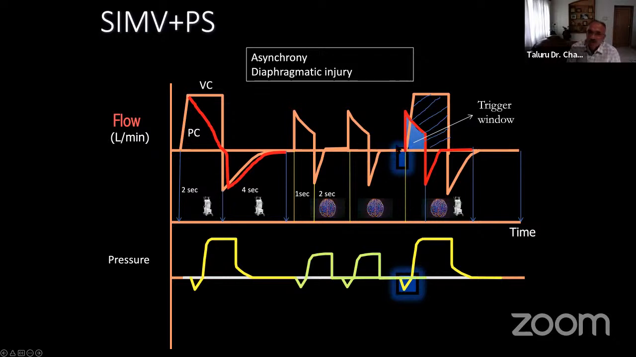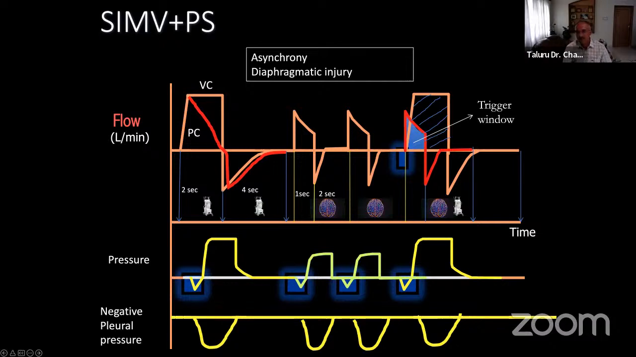See, I have imposed this breath here. Look at the I time, here time, and the mandatory breath, I time, here time. It doesn't sync. Take my word, it doesn't sync, and the diaphragm doesn't keep quiet. It will contract here also. There is no rest. In fact, it gets confused, it gets injured. It goes into dyssynchrony, asynchrony.